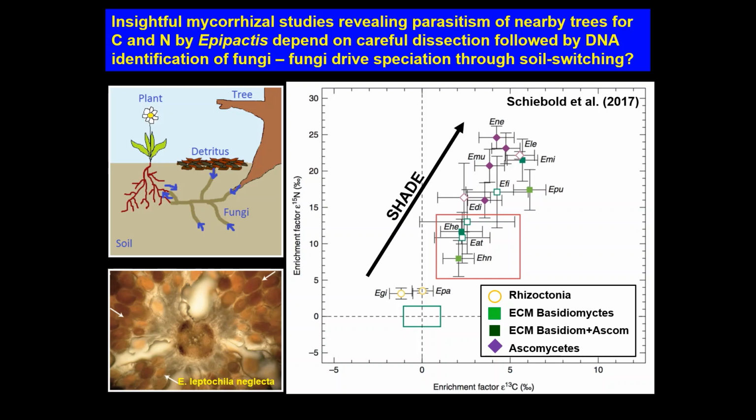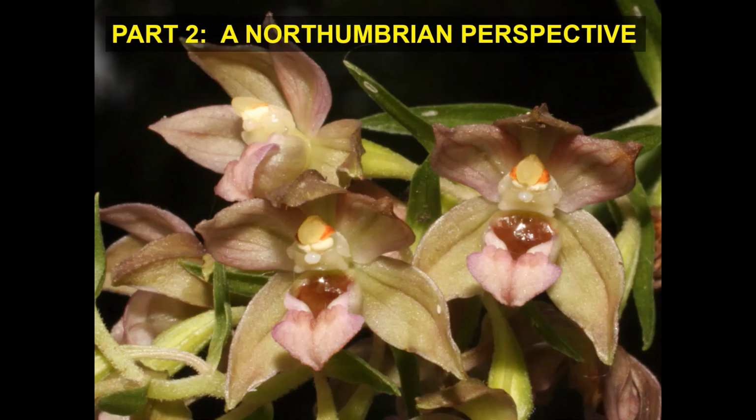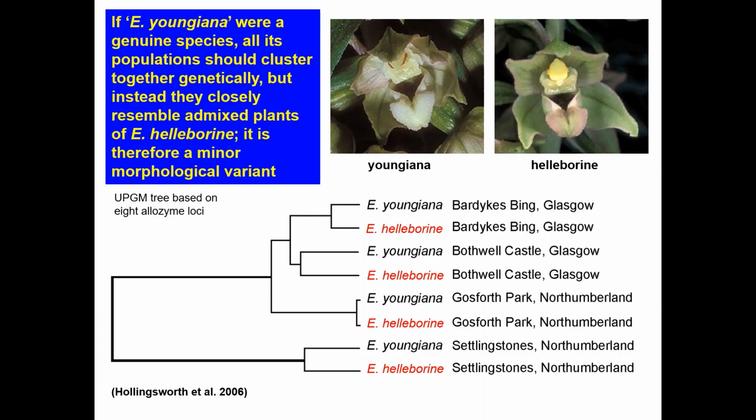Okay, that's some pretty high level science. Now let's move on to something a little easier to grasp that looks at these orchids from a Northumbrian perspective, and in particular asks the question, just how many species of Epipactis are there in Northumbria? Because a lot of description of new taxa has been based on Northumbrian material.